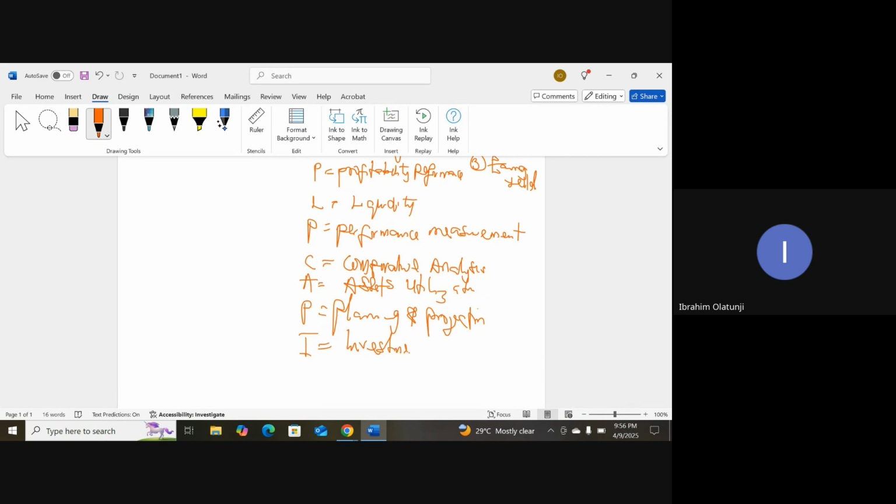Are we following, please? Yes, sir. So investment. So capital, followed by T. The T aspect of it is called what? Trend analysis. We are using it for trend analysis.